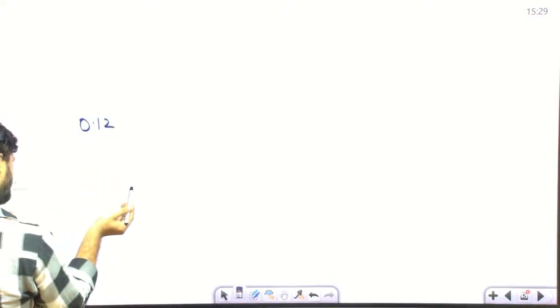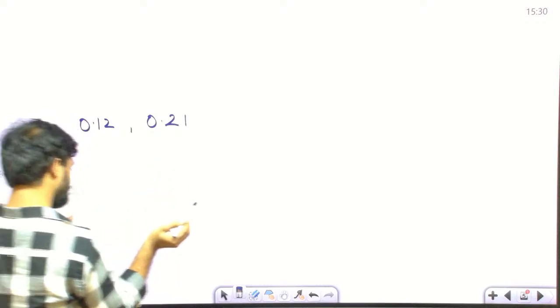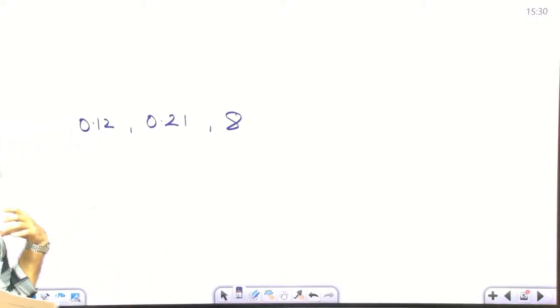0.12, 0.21, 8. You have to find out the fourth proportion. Find the fourth proportion to 0.12, 0.21, and 8. Hurry up. You are taking more time than usual. Time. Done? What is the answer?